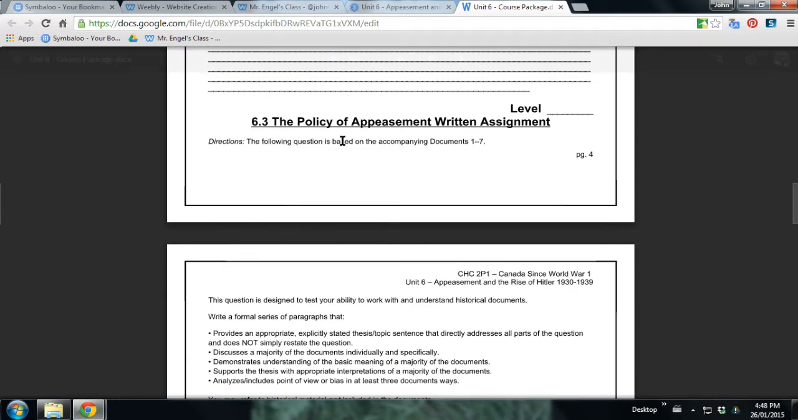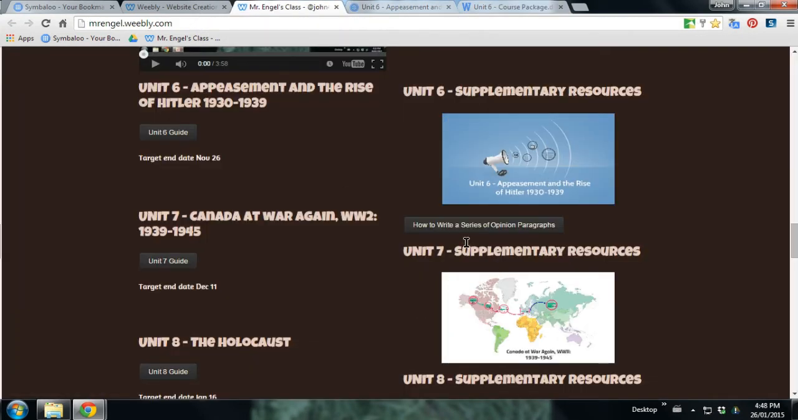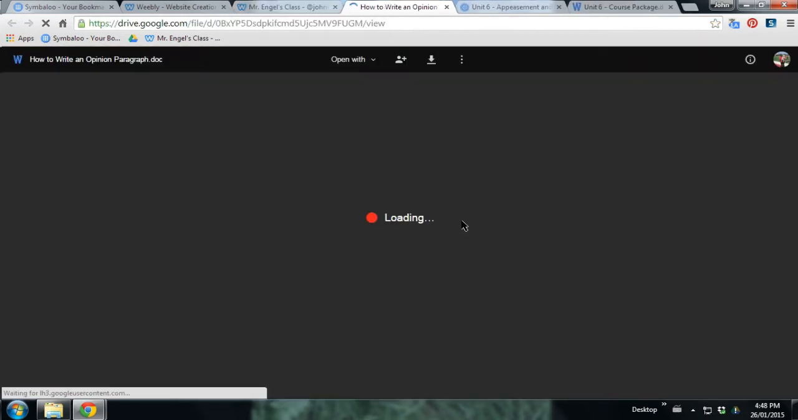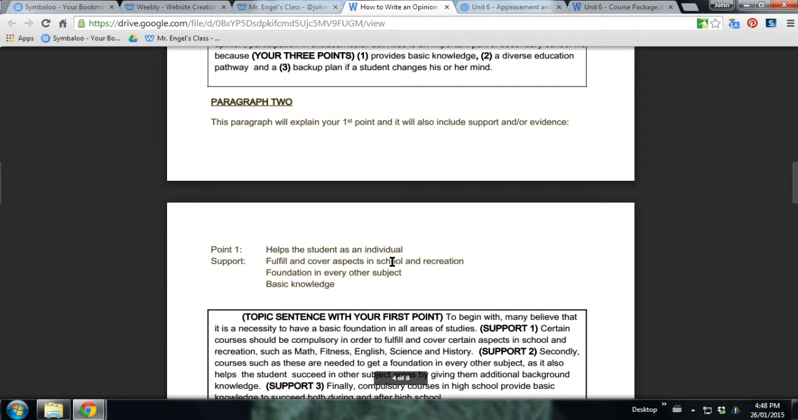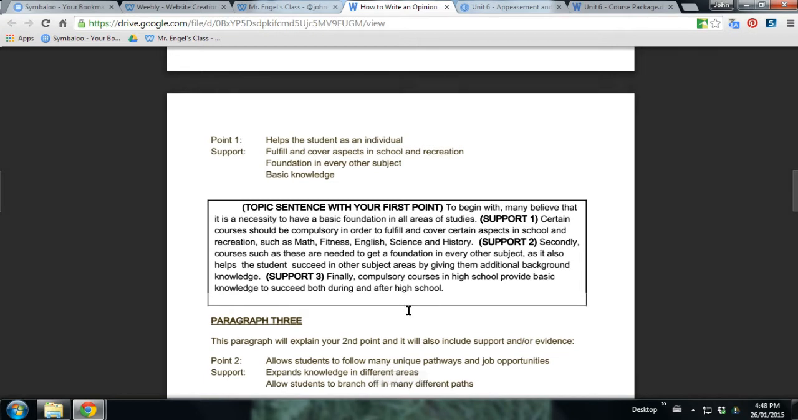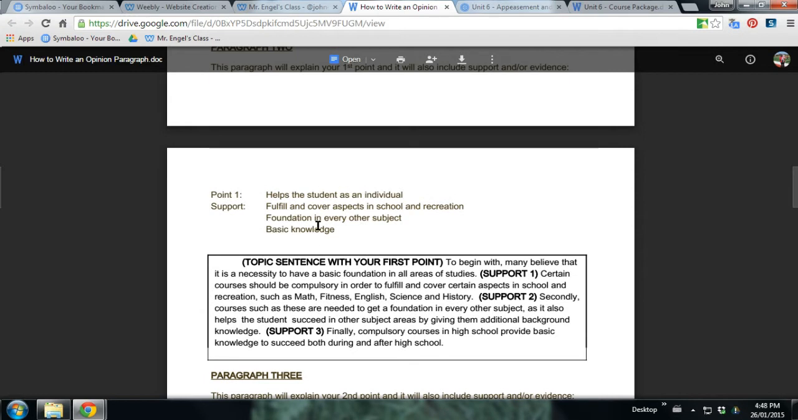The second thing is a series of opinion paragraph assignments. So don't panic. It's not an essay. It's basically 5 paragraphs: an intro paragraph, 3 supporting paragraphs, and a conclusion paragraph. For those of you who don't know how to write a series of opinion paragraphs, on the website I have put a document called How to Write a Series of Opinion Paragraphs. It takes you step by step through how to put this together. I know it's a long read, but it's not really, because they tell you how to do it and then give you an example.